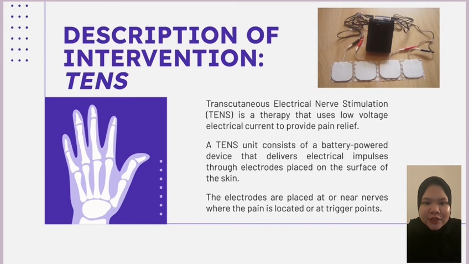Transcutaneous electrical nerve stimulation, TENS, is a therapy that uses low voltage electrical current to provide pain relief. A TENS unit consists of a battery-powered device that delivers electrical impulses through electrode plates placed on the surface of the skin. The electrodes are placed at or near nerves where the pain is located or at trigger points.